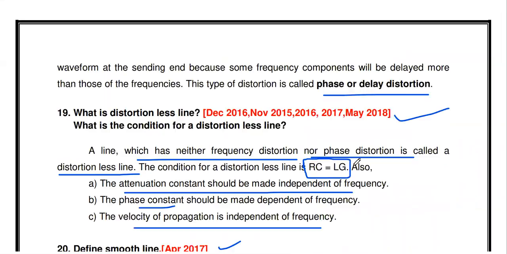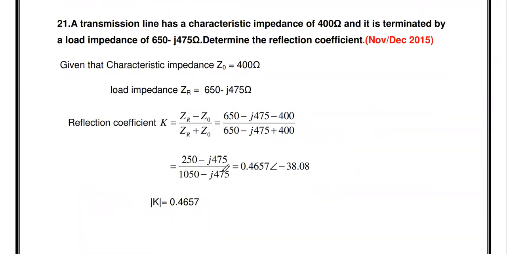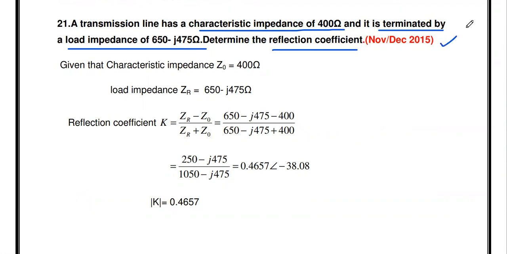The first question is: a transmission line has the characteristic impedance 400 ohms and it is terminated by a load impedance 650 minus j475 ohms. Determine the reflection coefficient. It is a very important question. This type of 2-mark question you may compulsorily receive from this unit, as well as from the second unit.